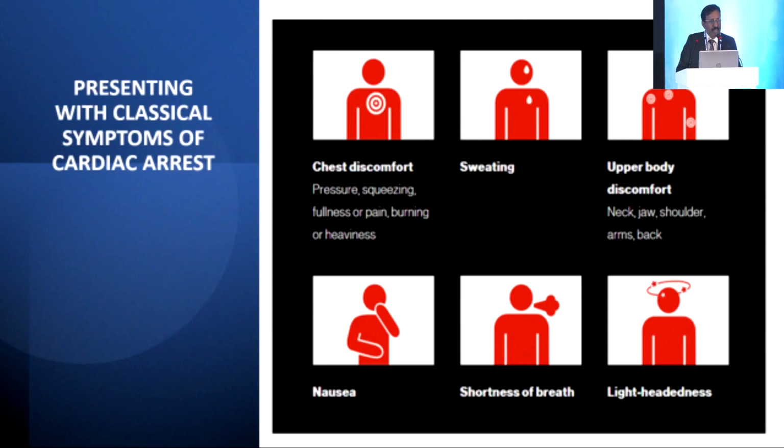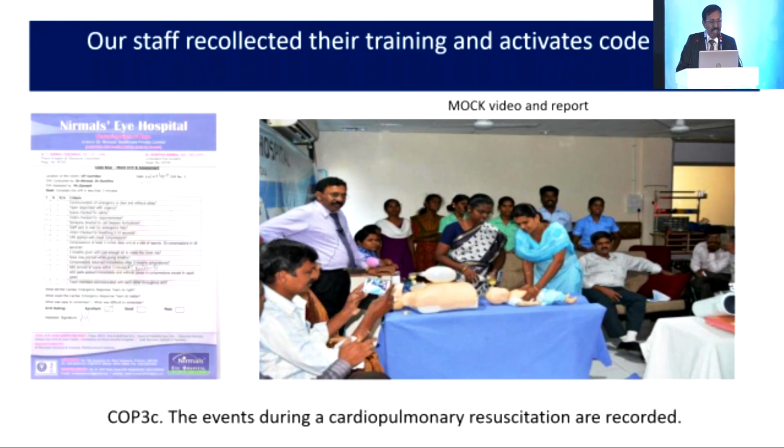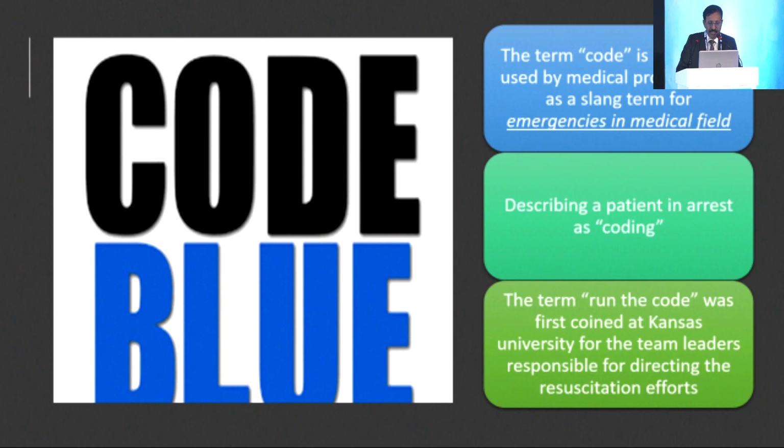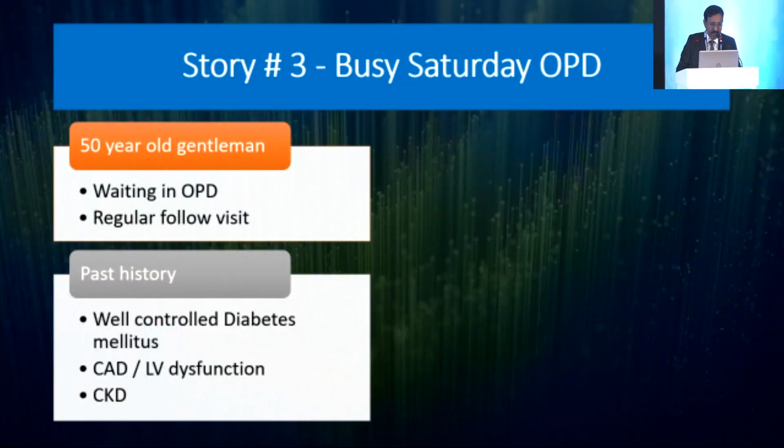Suddenly she presented with classical symptoms of cardiac arrest: chest discomfort, sweating, upper body discomfort, nausea, shortness of breath, and giddiness. So this is a classical sign of a myocardial infarction. It is a medical emergency. Code blue was called. So our staff recollected their training and activated the code blue. And so the patient was positioned, and we stabilized the patient and transferred to the nearby hospital in a cardiac ambulance within 5 to 10 minutes.